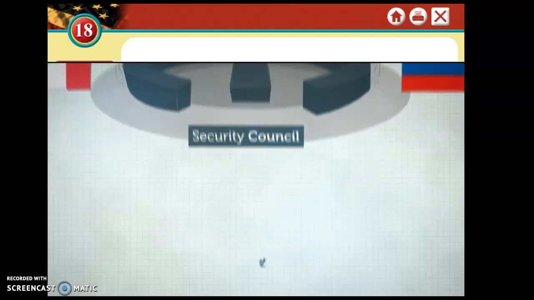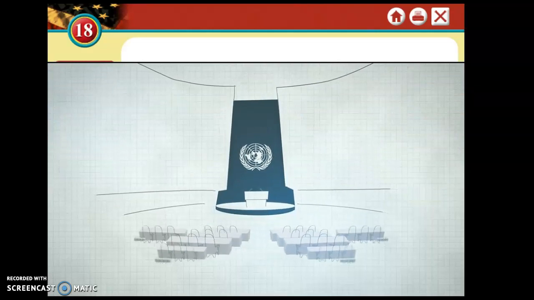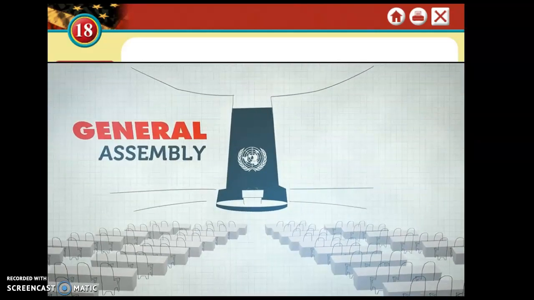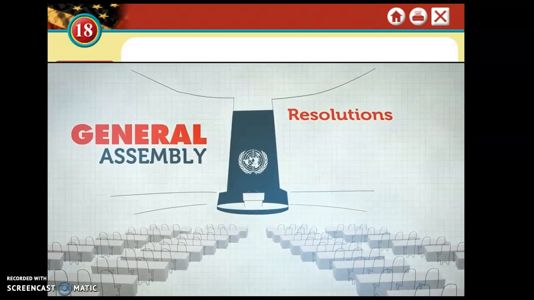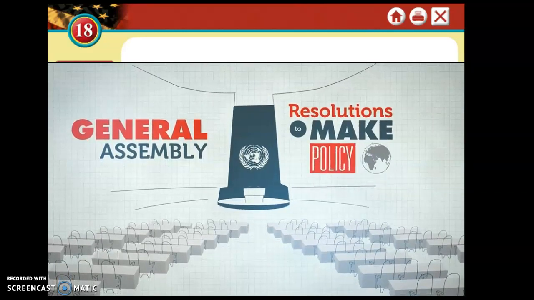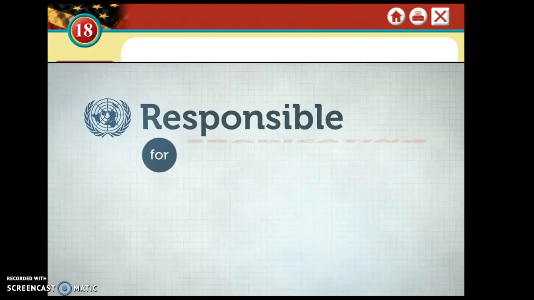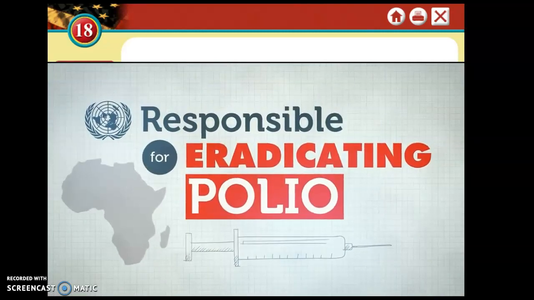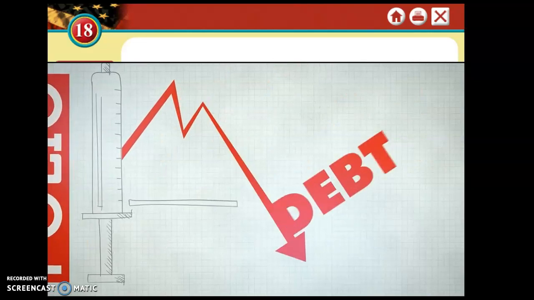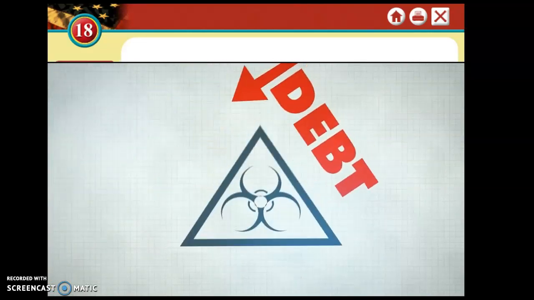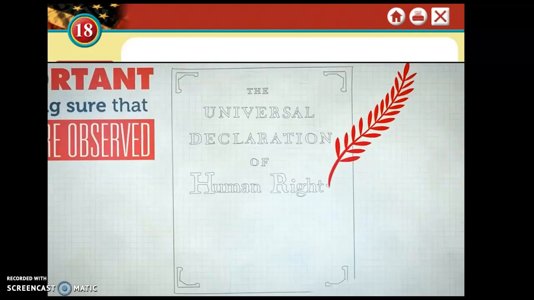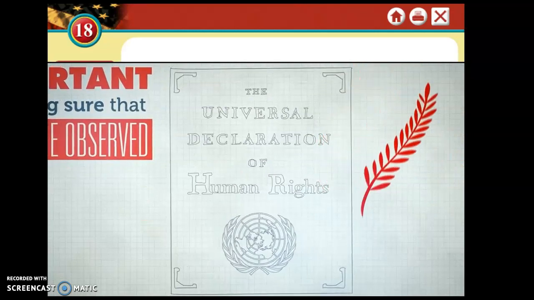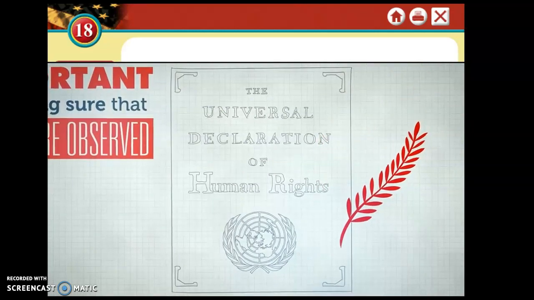The other body that is very important is where all the nations meet and come together, and that is the General Assembly. Both the General Assembly and the Security Council pass what I call resolutions to make policy for the world. The UN has been responsible for eradicating polio in Africa, for instance, of dealing with problems of debt or problems of other diseases spreading. The UN has been very important in making sure that human rights are observed.